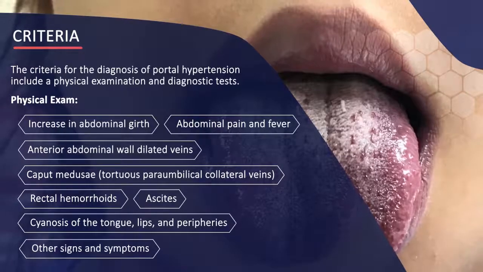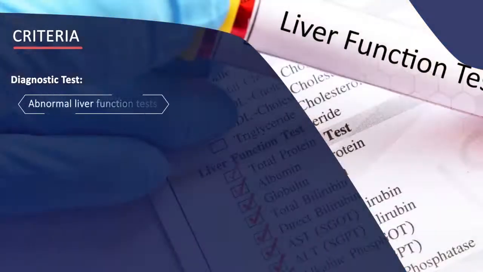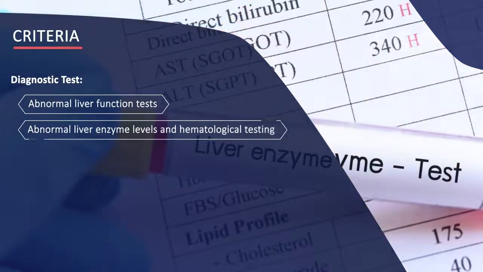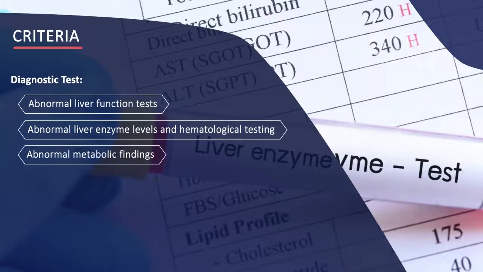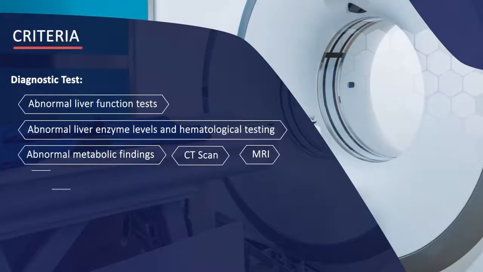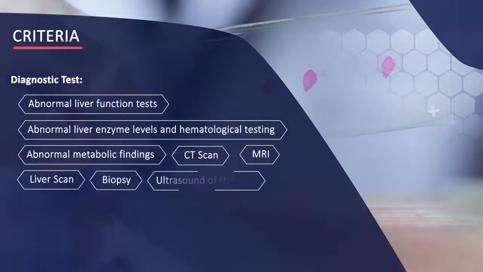The diagnostic tests include abnormal liver function tests, abnormal liver enzyme levels and hematological testing, abnormal metabolic findings, CT scan, MRI, liver scan, biopsy, and an ultrasound of the liver to support the diagnosis.